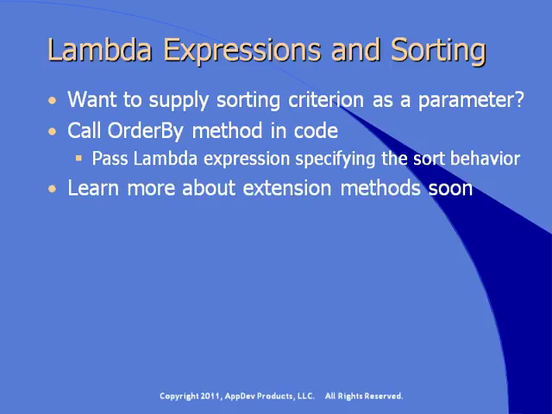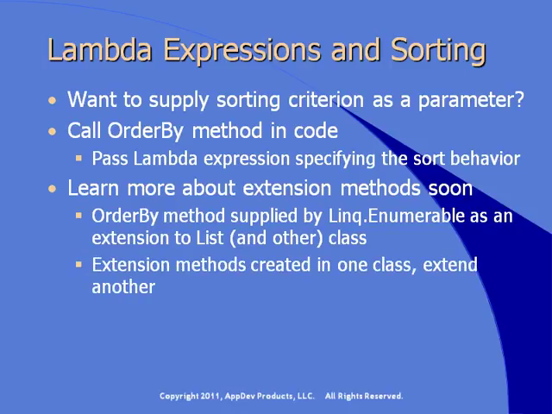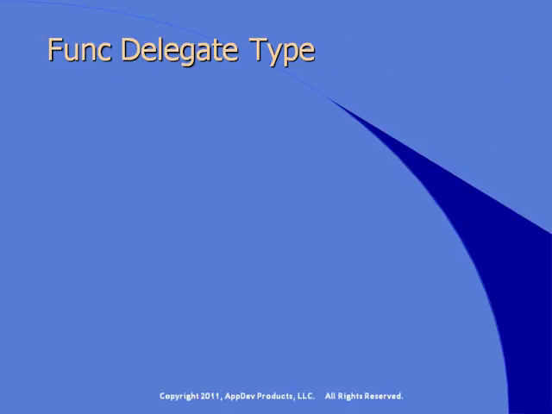We'll learn more about extension methods in just a minute. But the OrderBy method is supplied by the Linq Enumerable class as an extension to the List and other classes. We've already seen that. Extension methods are created in one class, and they extend another. So although the method OrderBy is defined in the Enumerable class, it extends the List class and other classes as well. But you might want to pass that delegate, the sort order, as a parameter.